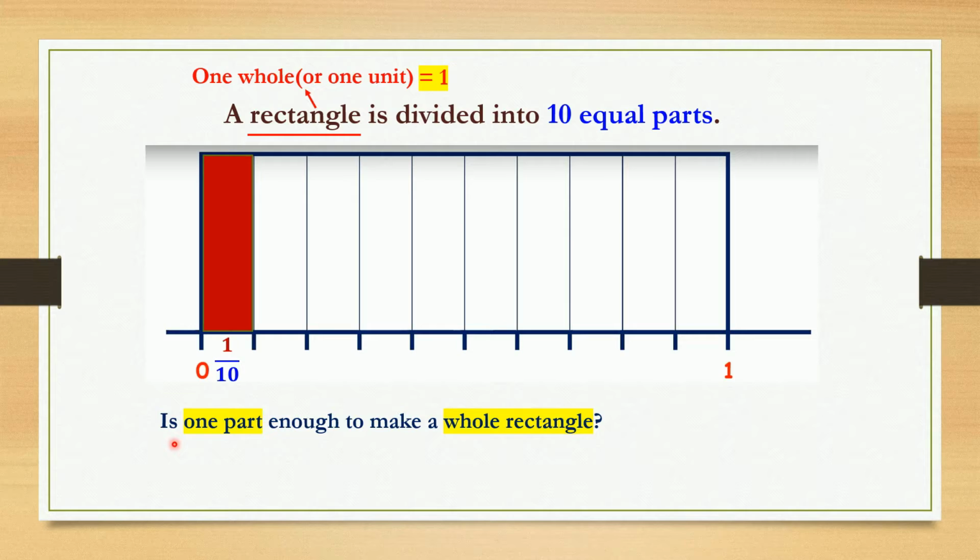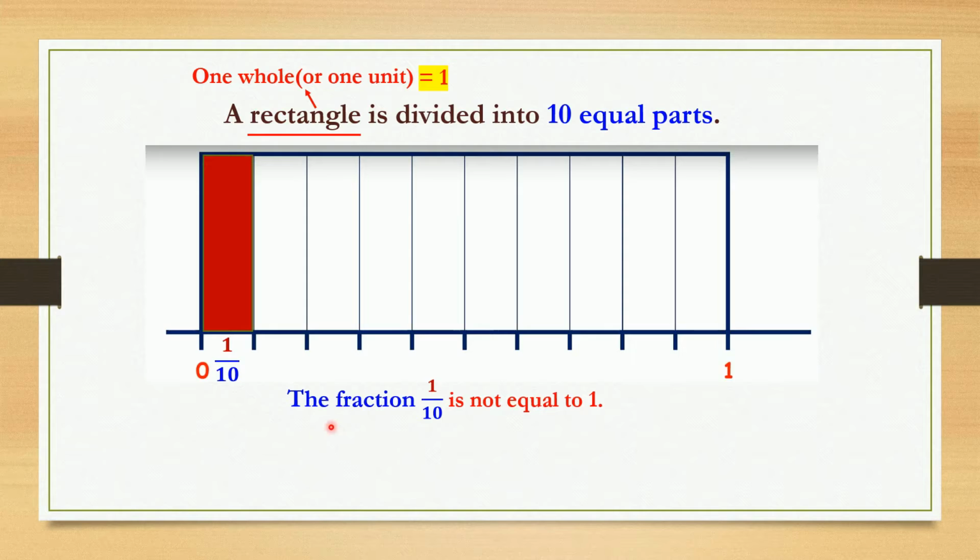First, let's ask this question. Is one part enough to make a whole rectangle? This one piece colored in red, is it enough to make a whole rectangle? Of course not. One piece is not enough. We actually need 10 parts. We need to color 10 parts to make a whole rectangle. So the fraction 1 over 10, of course, is not equal to 1. It represents a quantity much less than 1.